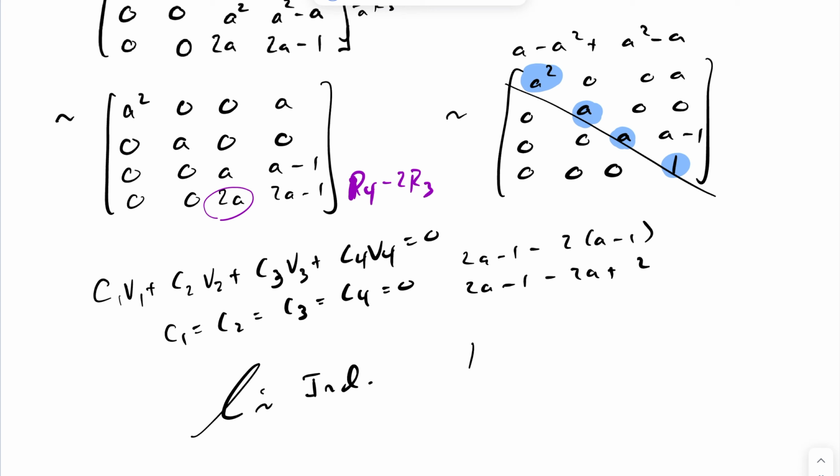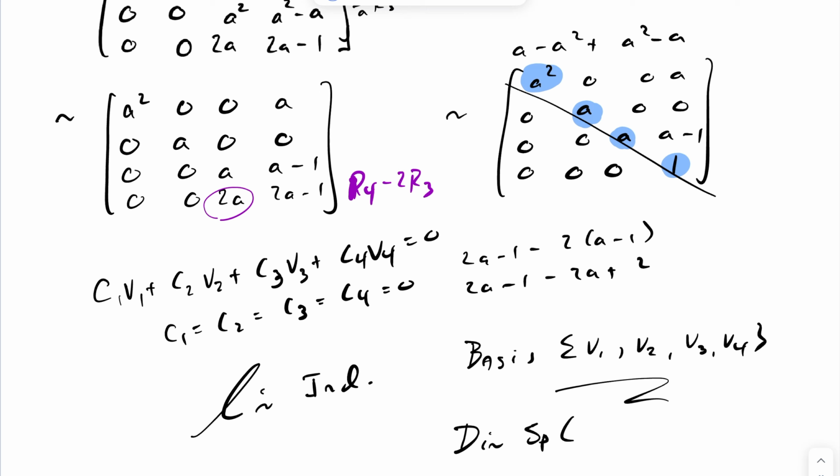So therefore a basis, when A is not equal to 0, a basis is going to consist of all 4 of those vectors, V1, V2, V3, and V4, and therefore the dimension of the span of SA, when A is not equal to 0, is going to be 4. So you need everything in there to get the job done.